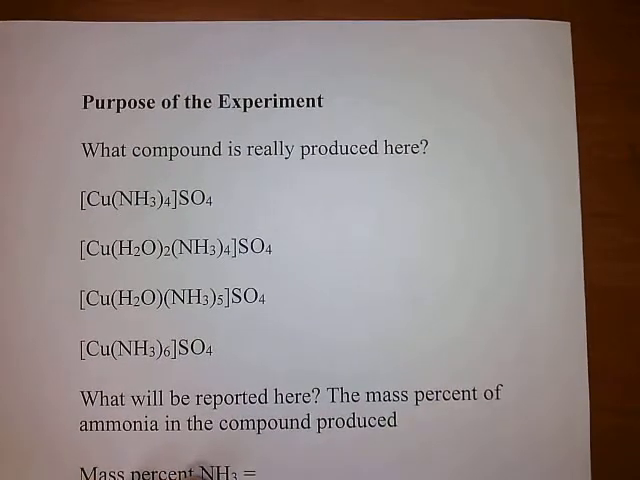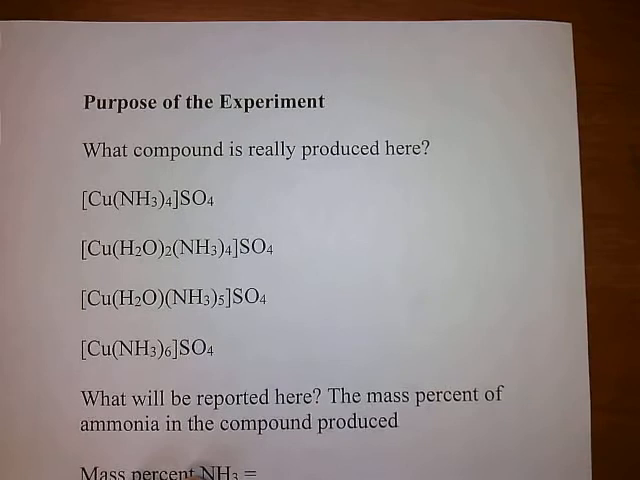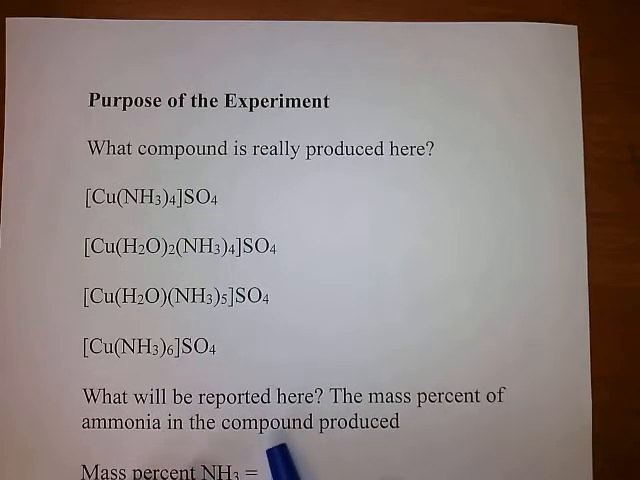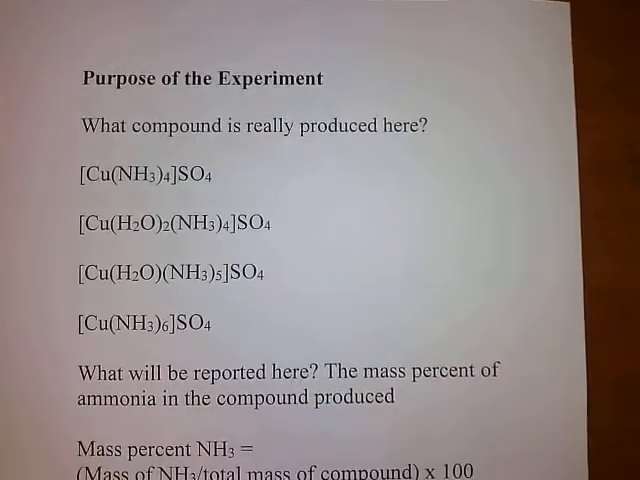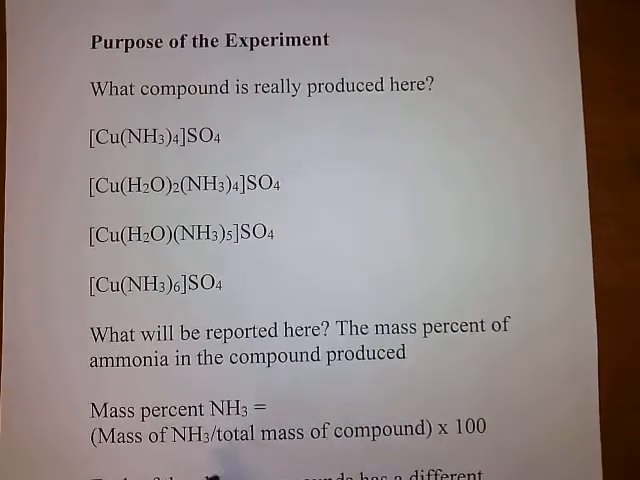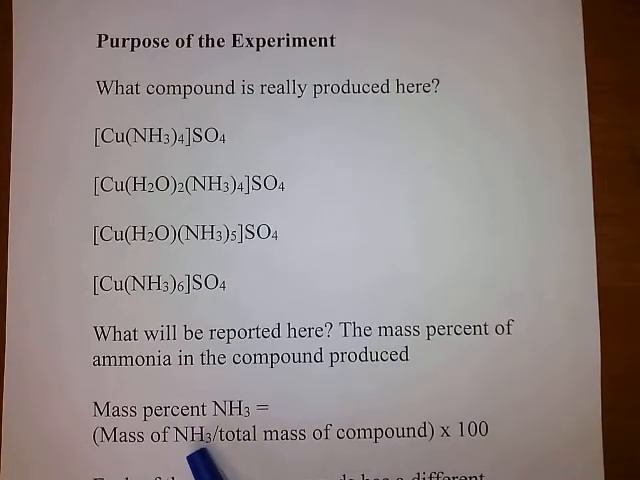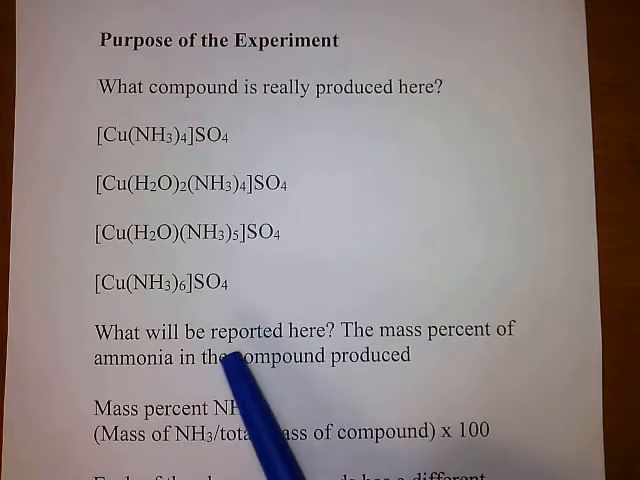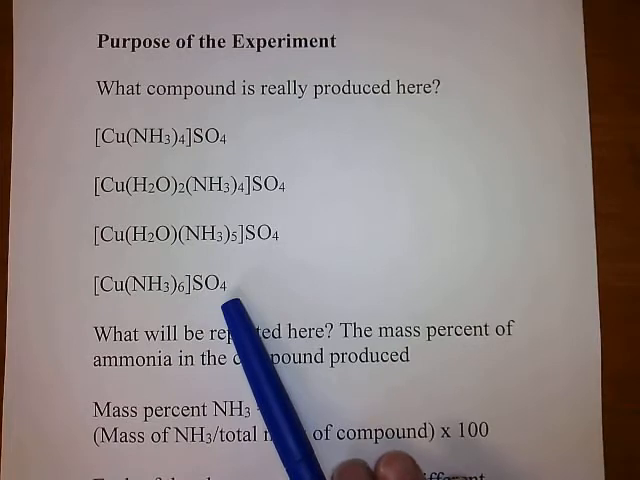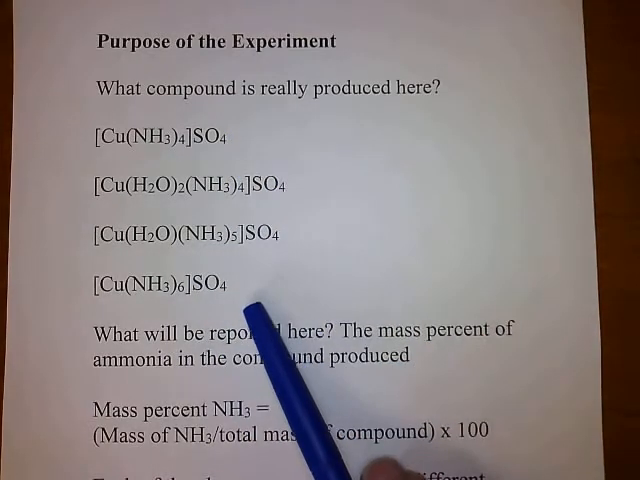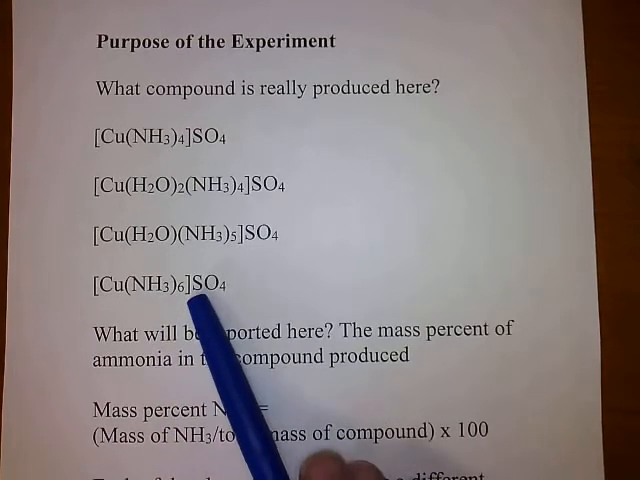So how are we going to tell the difference between these? We're going to titrate them to get the ammonia content, but what is going to be reported? What is going to be reported is the mass percent of ammonia in the compound. So how would you calculate that? It's the mass of ammonia in the compound divided by the total mass of the compound times 100 to convert it into a percent. Let's say in this last example, and this is one of your pre-lab questions, you wanted to calculate the mass percent of ammonia in these compounds. How would we do this last one, for example?